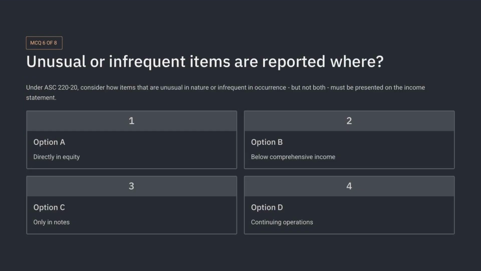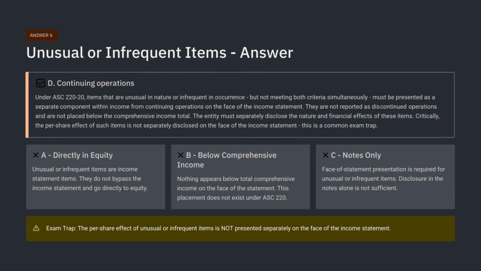Question 6 asks, unusual or infrequent items are reported where? The options are directly in equity, below comprehensive income, only in notes, or continuing operations. Focus on ASC 220-20. These items are income statement items, but they do not create a separate category below the normal performance statement. The correct answer is D, continuing operations.